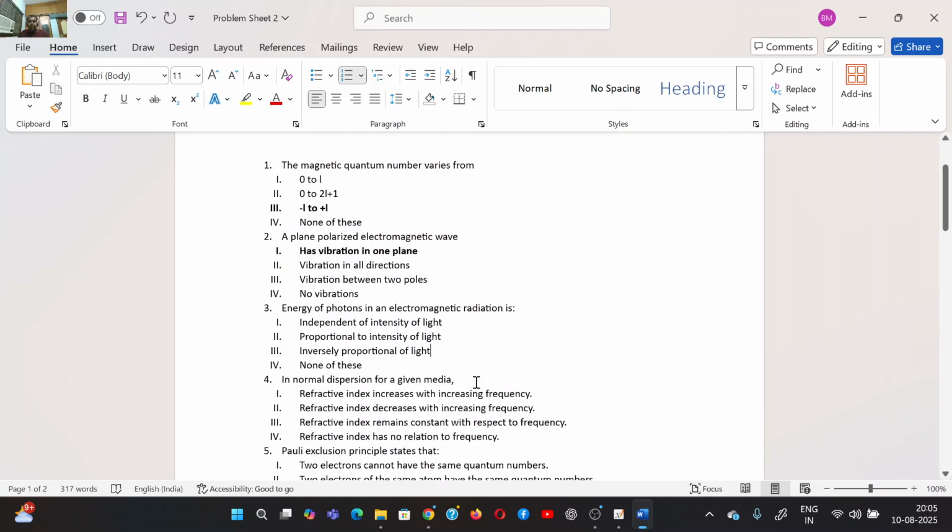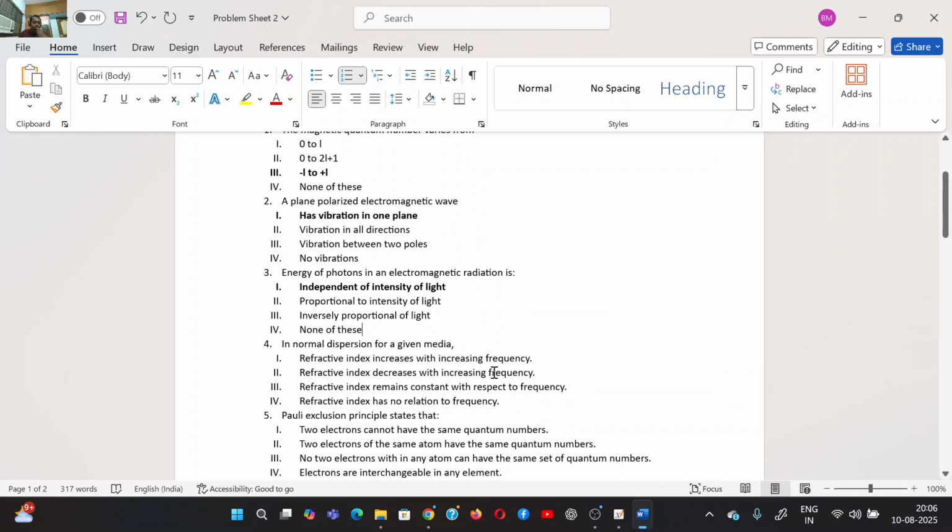The energy of photons in an electromagnetic radiation is independent of the intensity of light, proportional, or inversely proportional? Here it's independent of the intensity of light. Intensity has nothing to do with energy. It depends on the solid angle, right? If the solid angle is very small, intensity is more. That's why if you flash a torch from far away towards the wall, intensity won't be much. But as you come closer to the wall, the solid angle reduces and you'll have more intense light.